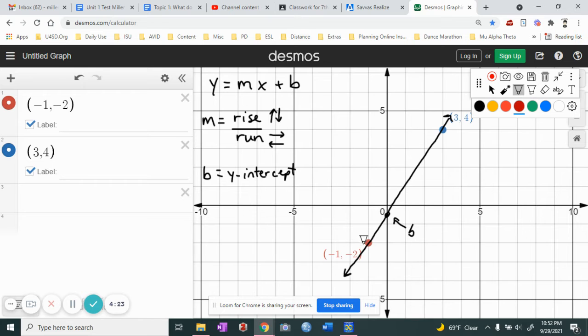Same with the slope. So between my 2 points, I need to figure out what is my rise, how far up do we go to get to the next point, and how far over do we go to get to the next point. So, that looks awful. Okay. How do we get there? So let's count the rise.